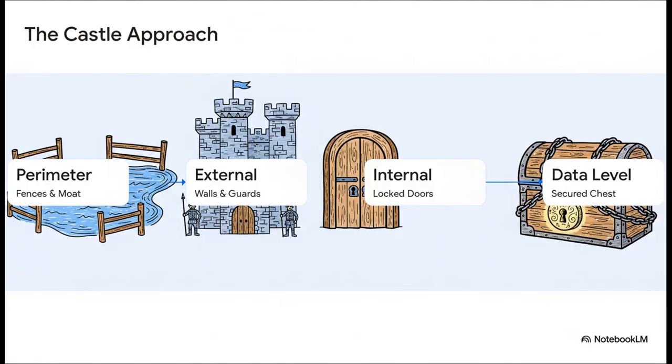And the best way to think about this is a medieval castle. It's the perfect analogy. An attacker can't just walk up to the king. First, they've got to get across the moat and over the fences. That's your perimeter. If they somehow manage that, now they're up against the huge outer walls and the guards. Get past them, they're still not done. They have to deal with a bunch of locked doors inside the castle, and even then, the real treasure is probably locked away in a password-protected chest. See, every single layer is another headache for the attacker.